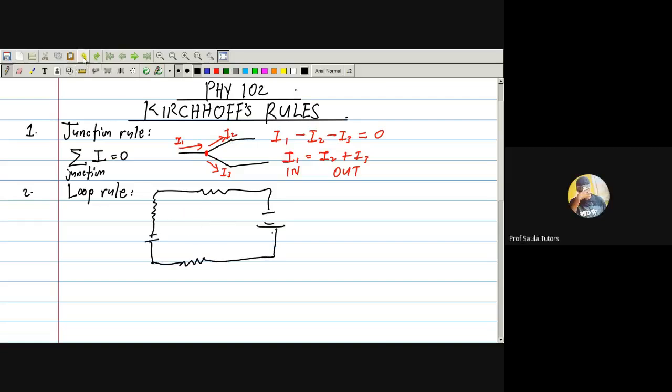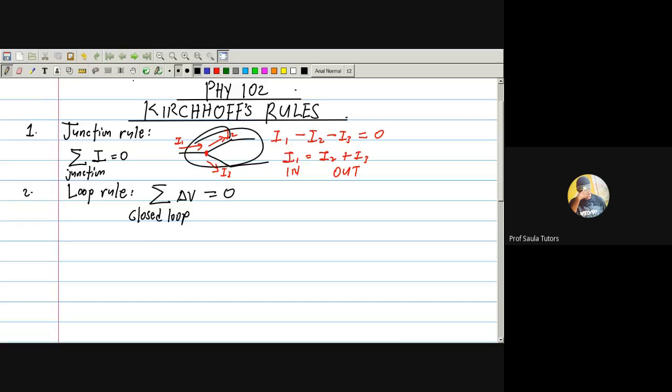Now, if I have a closed loop, what is Kirchhoff's second rule? The sum of all the potential differences must be equal to 0 around a closed loop. The sum of the potential differences must be equal to what? 0. Now, there are some conventions you need to know in Kirchhoff's law. Just pay attention. The junction rule is very direct, but if you are dealing with the loop rule, please take note of something.